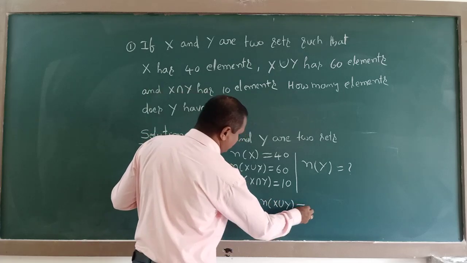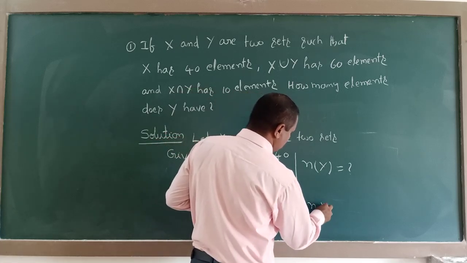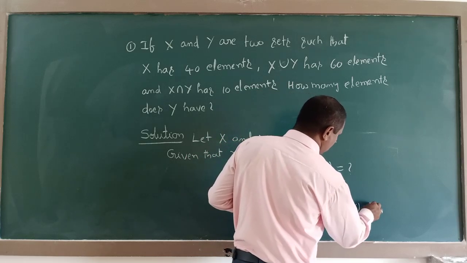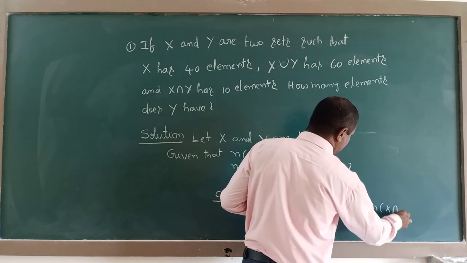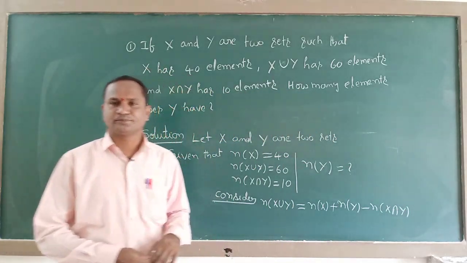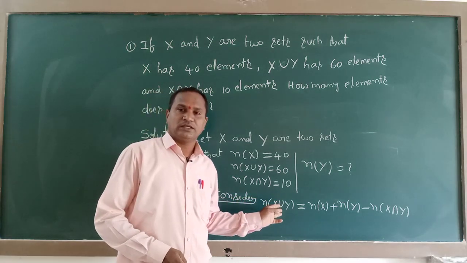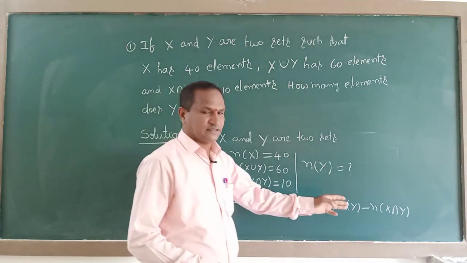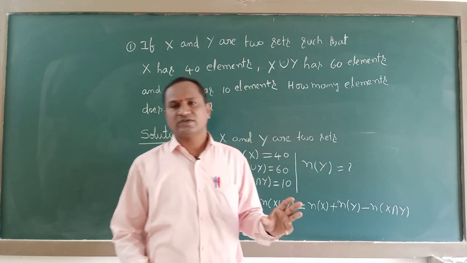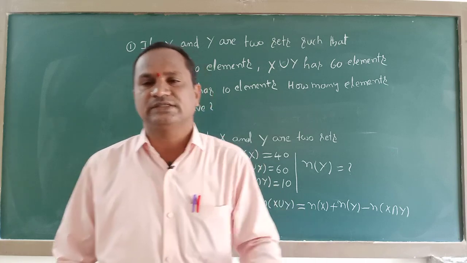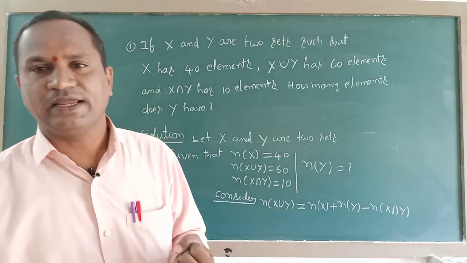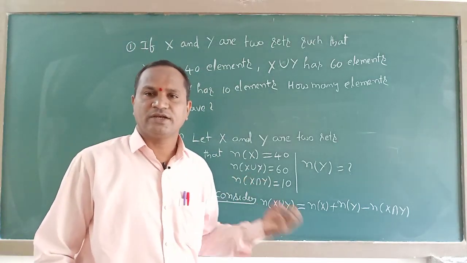n of x union y is equal to n of x plus n of y minus n of x intersection y. This formula you have to apply, because from this formula they gave x union y and x intersection y, and they are giving n of x also. Now we are going to substitute all these three values here. Then on simplification we'll get the value for n of y.